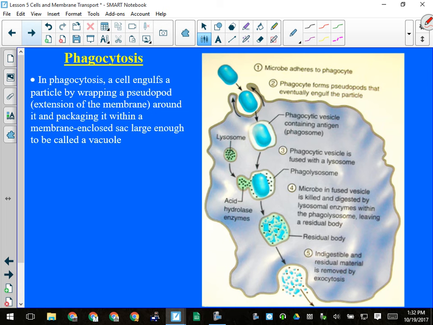Like we said, phagocytosis is a cell engulfing a food particle by wrapping what's called a pseudopod, which is a false foot. I don't know why it's called that, but that's what they're called. It wraps around the particle and packages it within a membrane-enclosed sac large enough to be called a vacuole. This is one of your immune cells doing that to a bacterium.